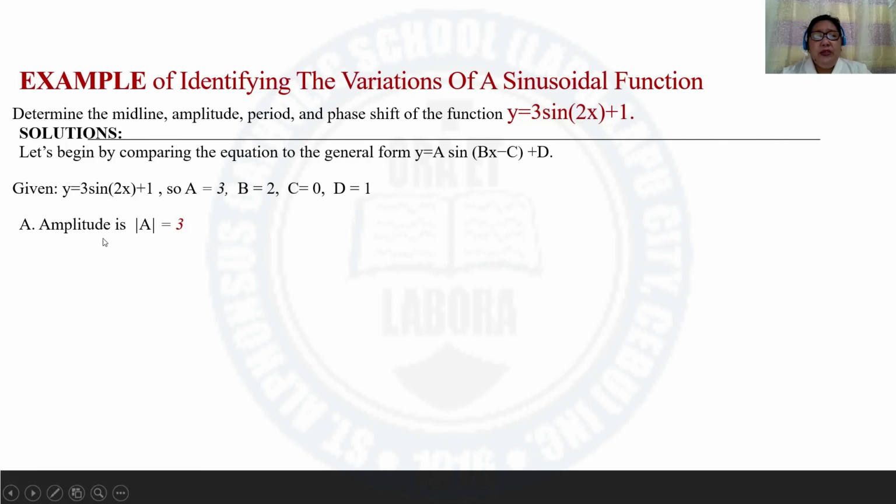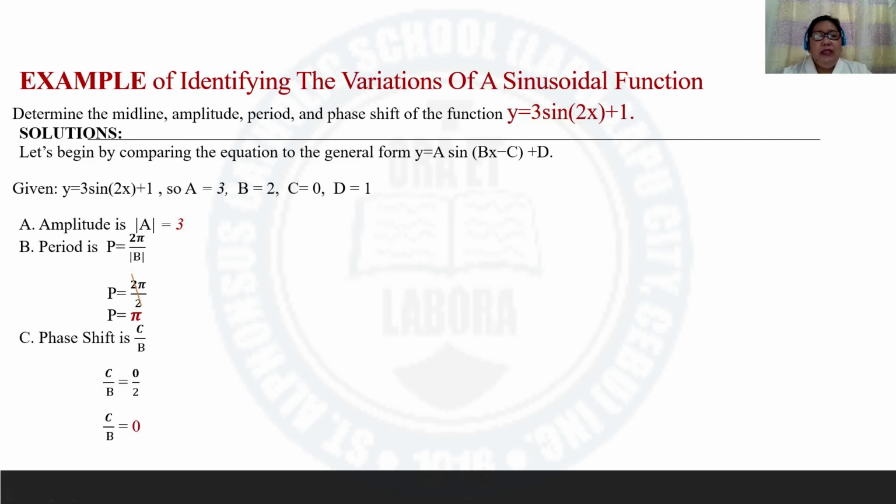So the amplitude is the absolute value of 3, which is 3. The period is P equals 2 pi over the absolute value of b. So P equals 2 pi over 2, cancel, so it's pi. So the period is only pi. And for the phase shift, that is c over b, so 0 over 2, which is equivalent to 0. And for the midline, it is equivalent to d, so y equals 1.